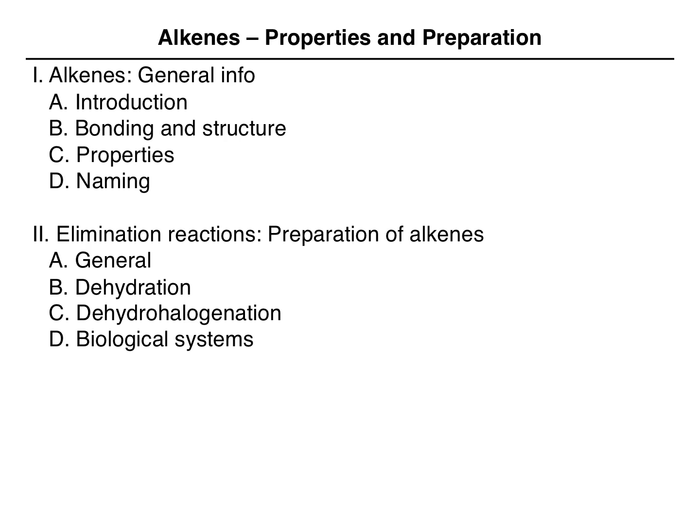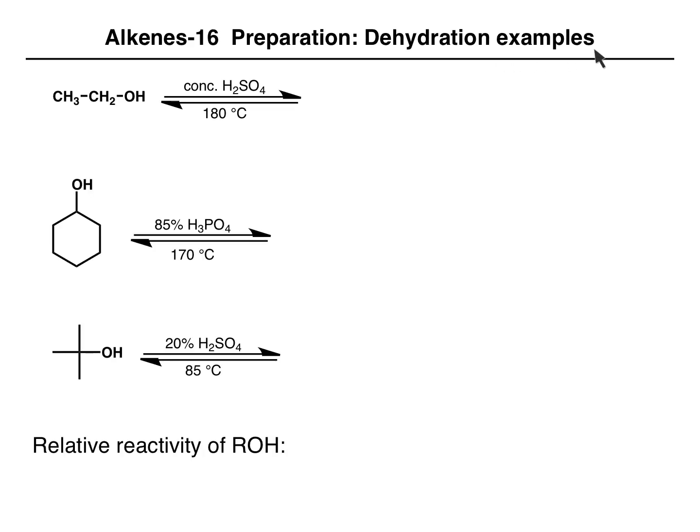In this video, we will begin our deeper look at elimination reactions for the preparation of alkenes by focusing on dehydration. Let's look at a few examples of dehydration reactions. Here we have ethanol, and if this is treated with concentrated sulfuric acid and heated up to 180 degrees, the product that is obtained is ethylene.